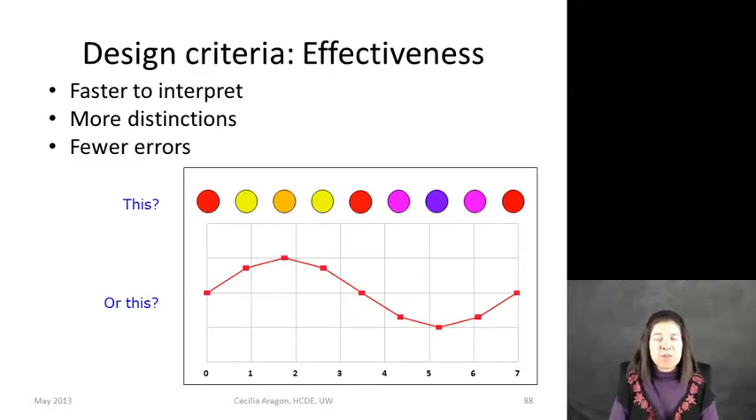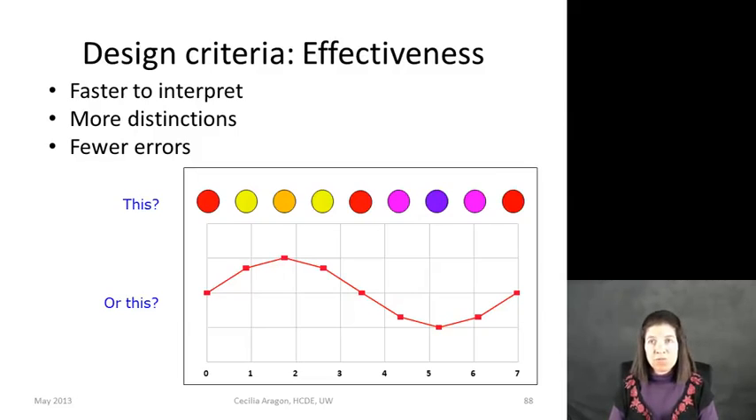So we've already talked about why effective visual encoding is important. Here is an example that I'd like you to consider. Look at these two representations of quantitative data. Here we have the top level one where color is used to represent it, and at the bottom a line graph. Why would the line graph be better to use than the color?